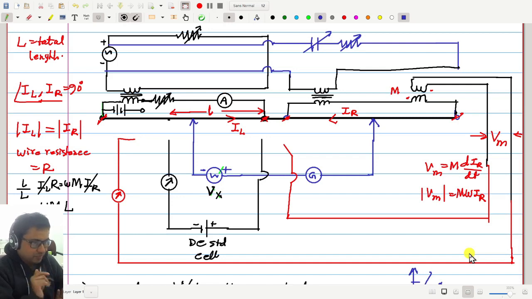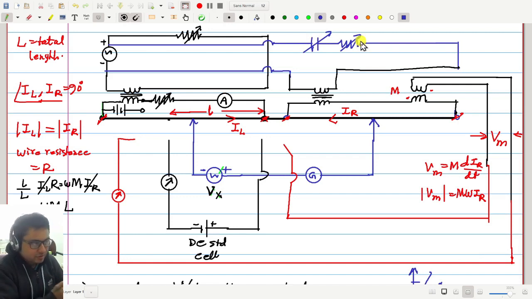Okay, no problem. But we don't need, I mean, a phase shifter you can think is not as easily available as a capacitor or a resistor to shift the phase.